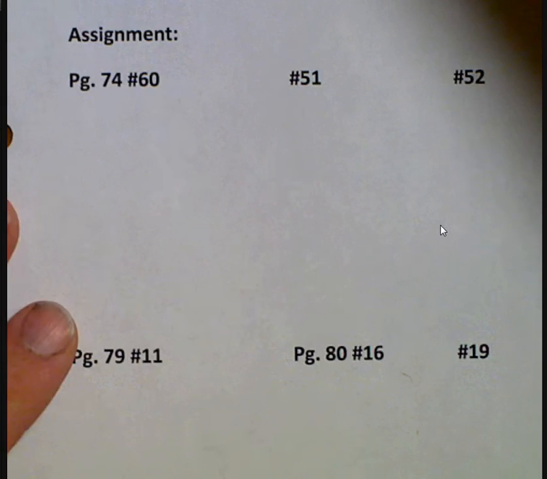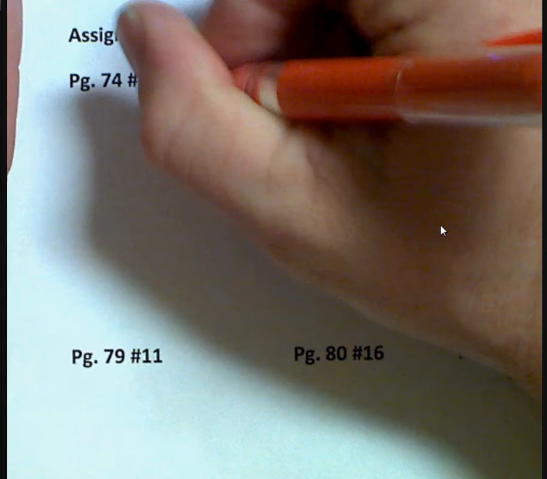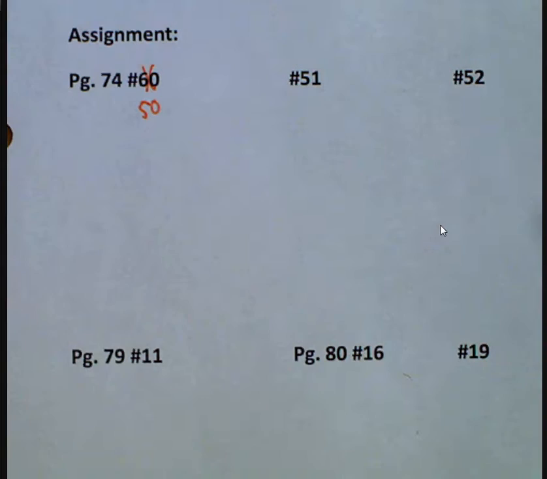Alright, transformations number 1. So page 74, number 60. Page 74, number 60. I don't know why I have page 74, number 60. It should be 74, number 50.